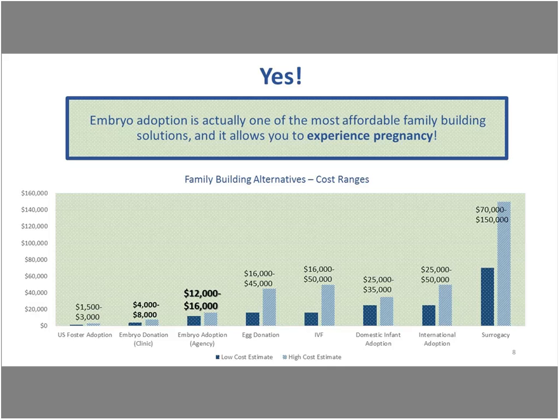After that, we have domestic infant adoption, where you adopt a newborn in the United States, followed by international adoption, which may be a younger child or an older child, depending on which country you adopt from and which program you utilize. And then on the higher end of the spectrum, we have surrogacy. So that would be the IVF procedure costs plus the expenses of paying a gestational carrier.